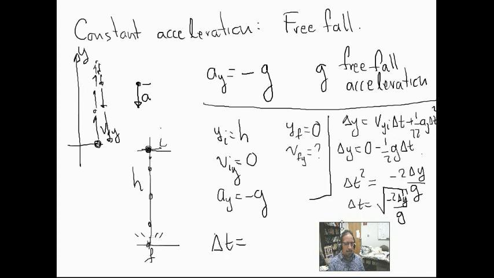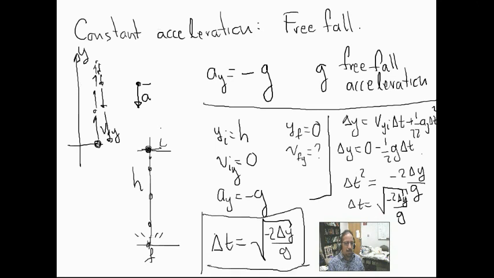Delta t is the square root of minus 2 delta y over g. This is an example of a solution of a problem. Note that delta y is negative. Delta y is y final 0 minus y initial h, so it's minus h. So therefore, you're not going to have any problem here with the negative sign. So you're going to have the square root of 2h over g, and that is the way we solve those problems.